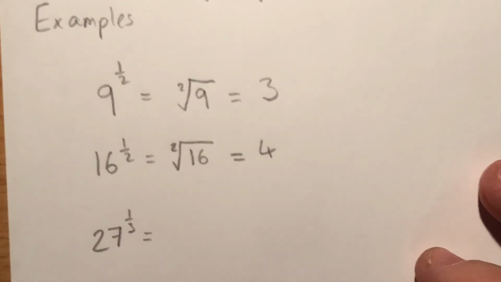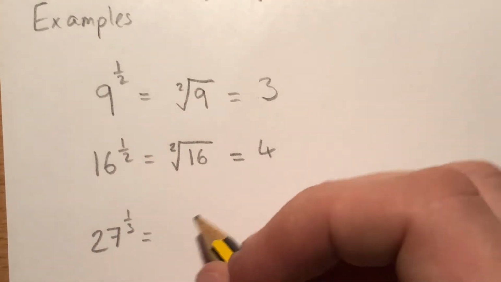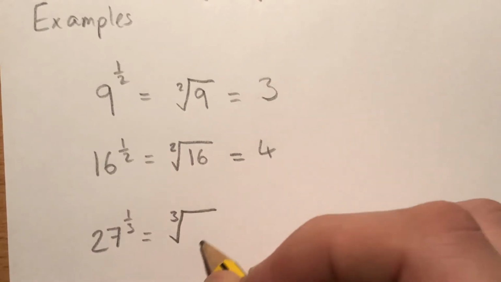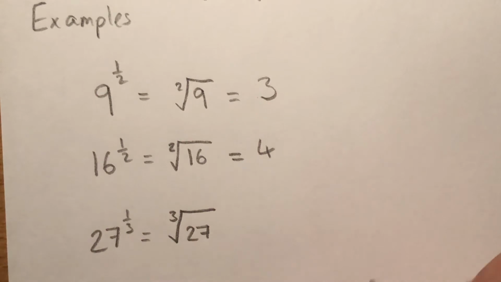Then we start looking at the cubic ones. So we've got to the power of 1/3 this time. So instead of a little 2 here, we now have a little 3. 27 underneath the cube root this time. Now, this might not be as easy. You might not be as familiar with your cube numbers.